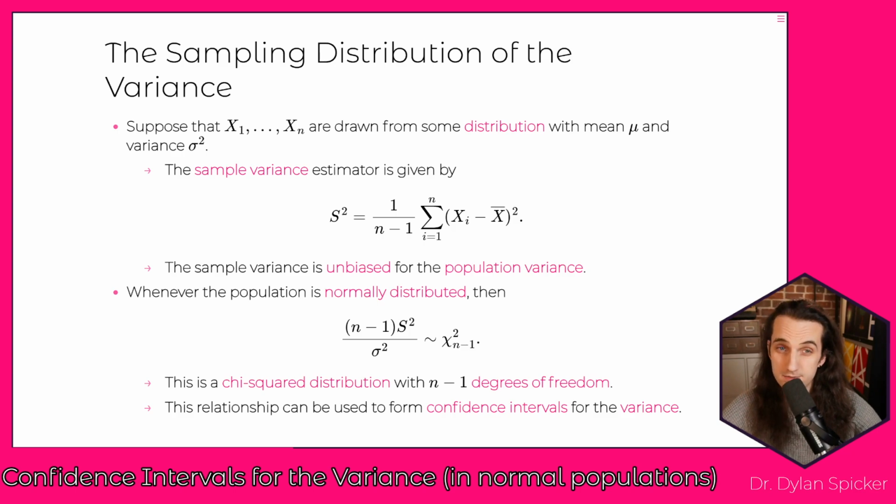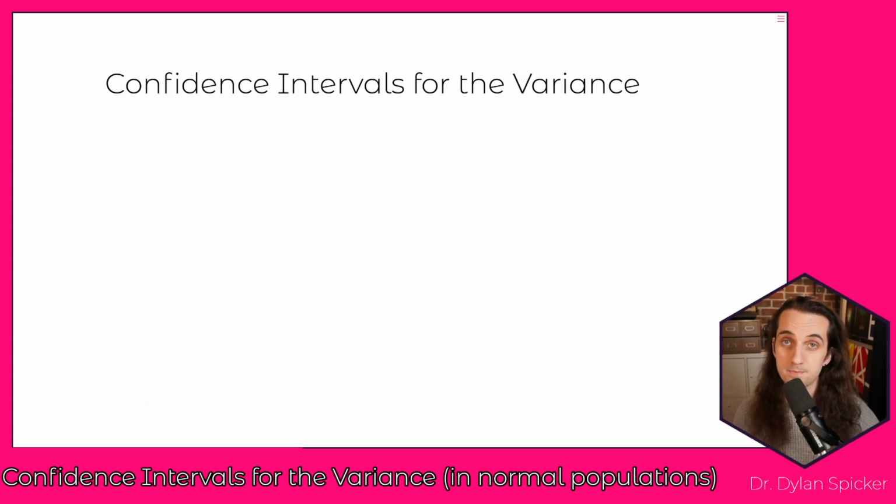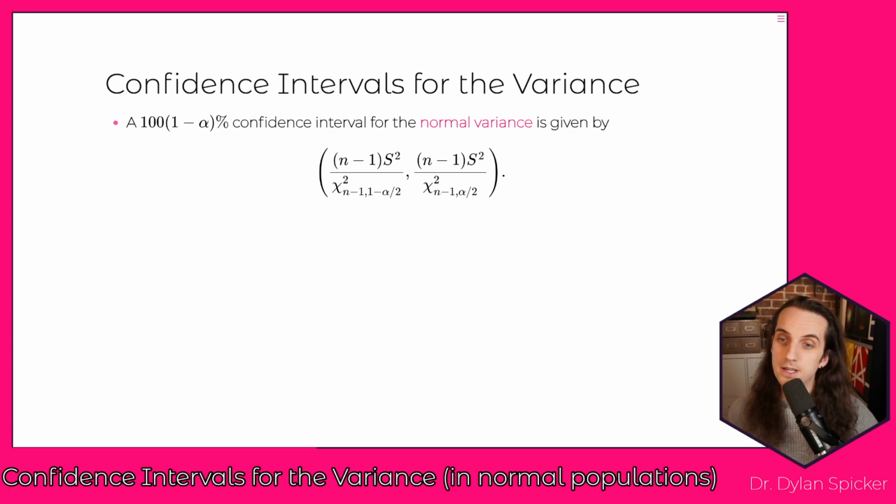Now we can use this result to form a confidence interval using the standard way that you can derive confidence intervals in this situation, right? So you can end up taking this as the sampling distribution and then solving for what the interval is going to have to be. So what does that actually end up looking like? Well, a 100 times 1 minus alpha % confidence interval for the normal variance is going to be given by this expression here, right? So what we have is n minus 1 times s squared, and then we divide by chi-squared of n minus 1, 1 minus alpha over 2.